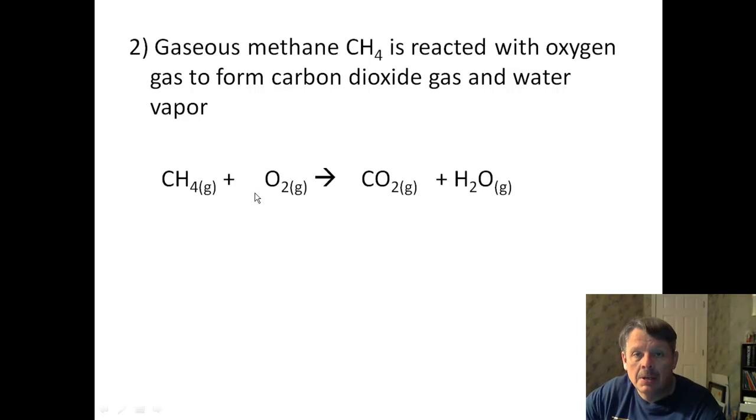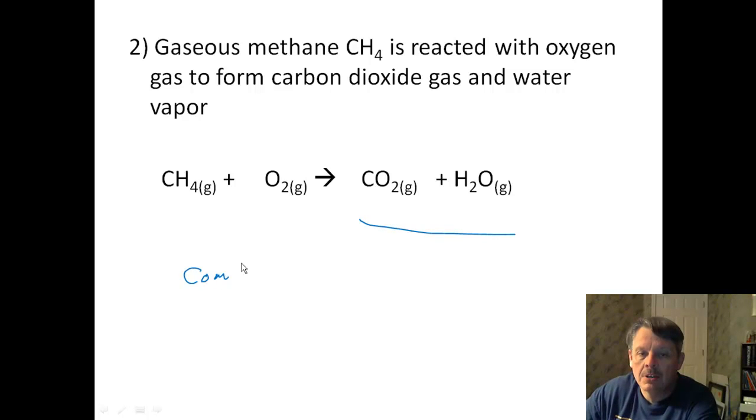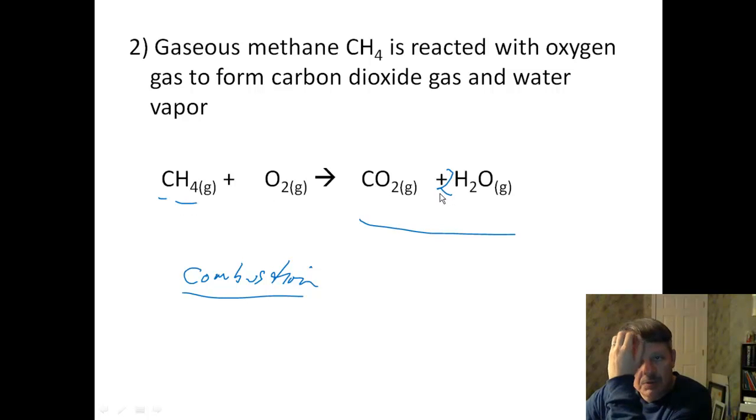Right. How about gaseous methane with oxygen? Well, you should be able to tell immediately, because we're producing carbon dioxide and water, that this is a combustion reaction. So let's go and balance it. We have 1 carbon on both sides. We have 4 hydrogens on the left. We have to put a coefficient of 2 in front of our waters. That gives us 4 oxygens on the right. We have to have 4 oxygens on the left. So we are now balanced, and that's a combustion reaction.